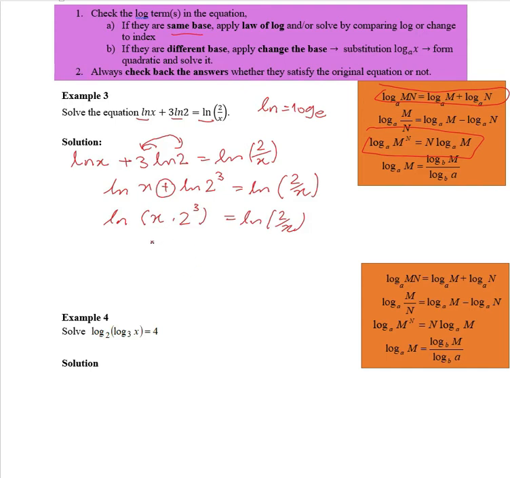Next, 2 to the power of 3 is just 8. So this is just 8x equal to 2 over x. Remember, just now we used method turn down or kicking that base. But since we can't see any base here, and there's also logarithms on both left and right side, it's easier. We can just compare the functions. You can only compare the functions if we have the same base for log on both left and right side.